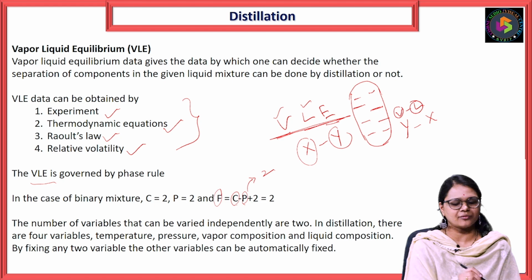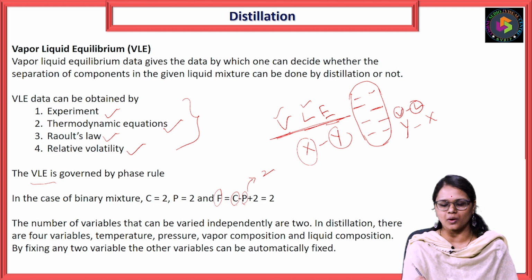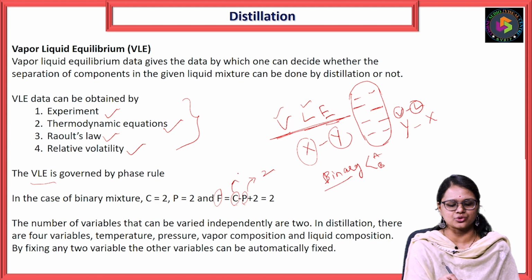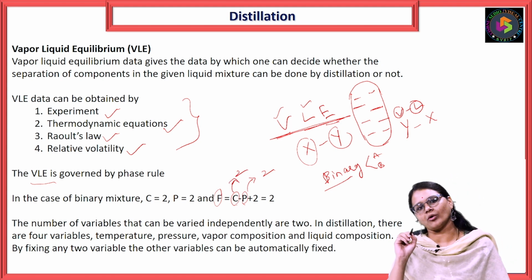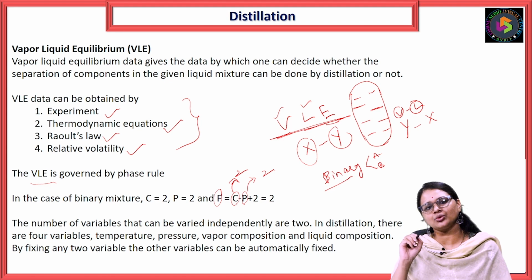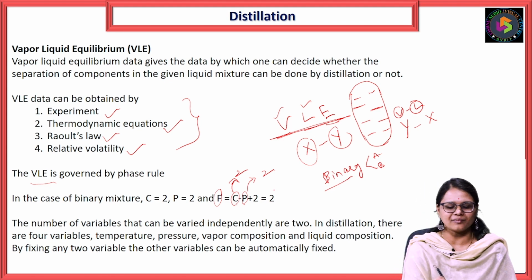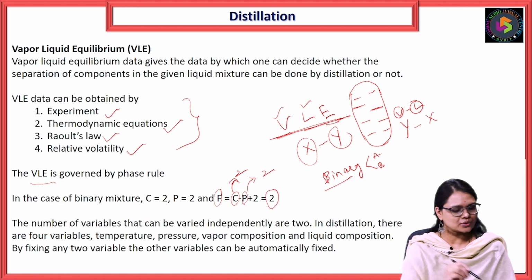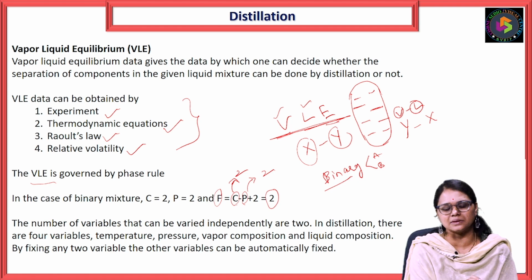For example, in the distillation column, I am taking a binary mixture. Binary means you have two components in the mixture, so in place of C, I can write 2. For a given mixture of two components, if I try to understand the degrees of freedom, the value will be 2. That means I need to know two variables for a given system so that I can understand the whole distillation system. So this is the importance of degrees of freedom.